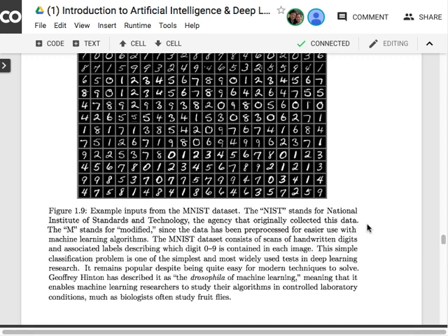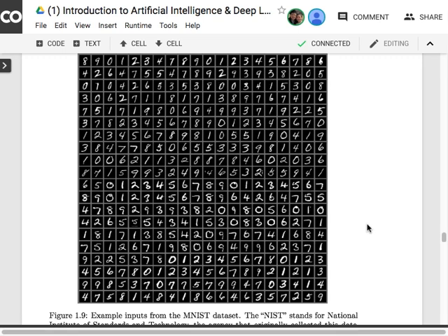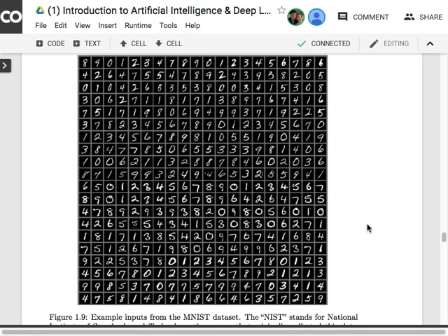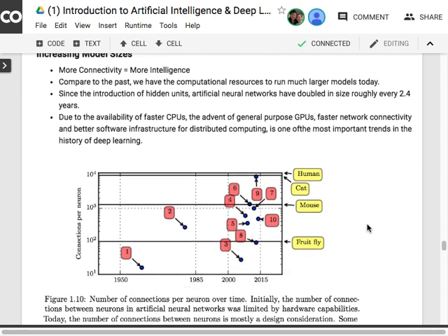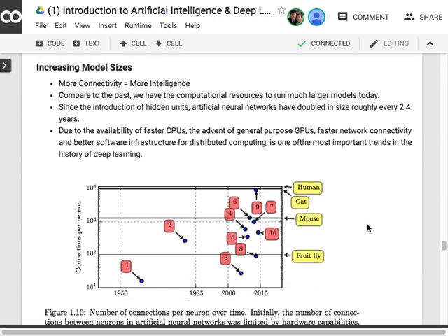And the MNIST data is the most popular data set in the world. It's something like the hello world statement in programming. MNIST is the hello world of data science. You need to learn about it and try to understand it. And we have the increasing model size.